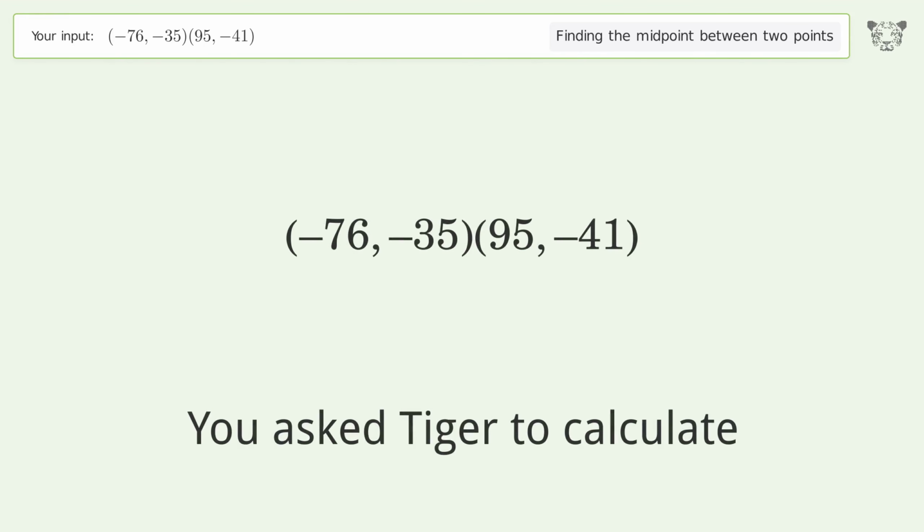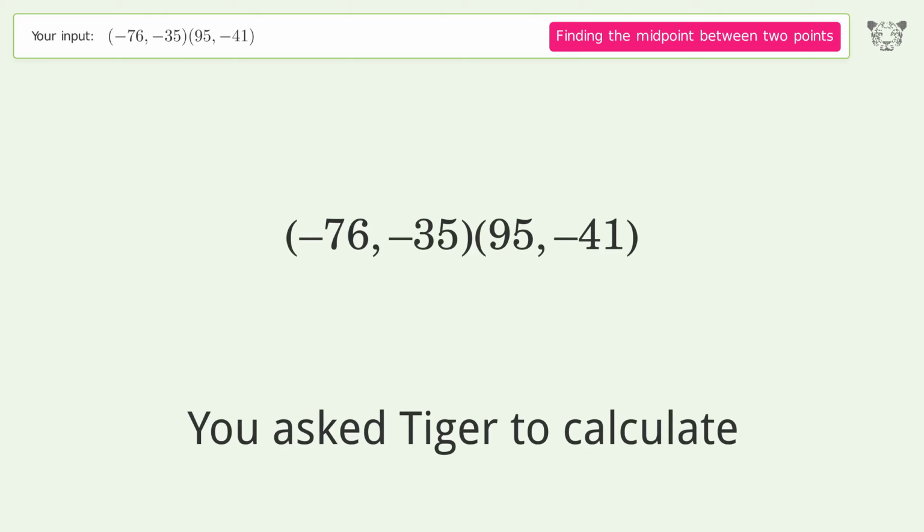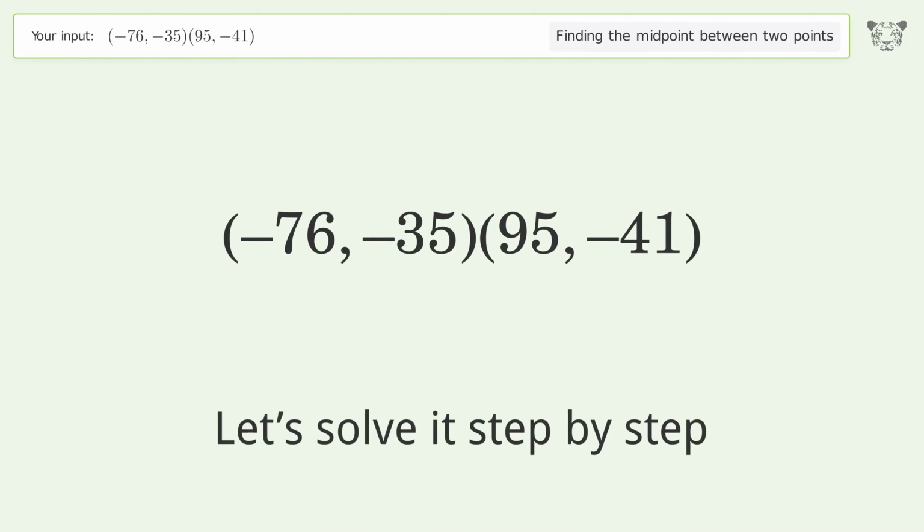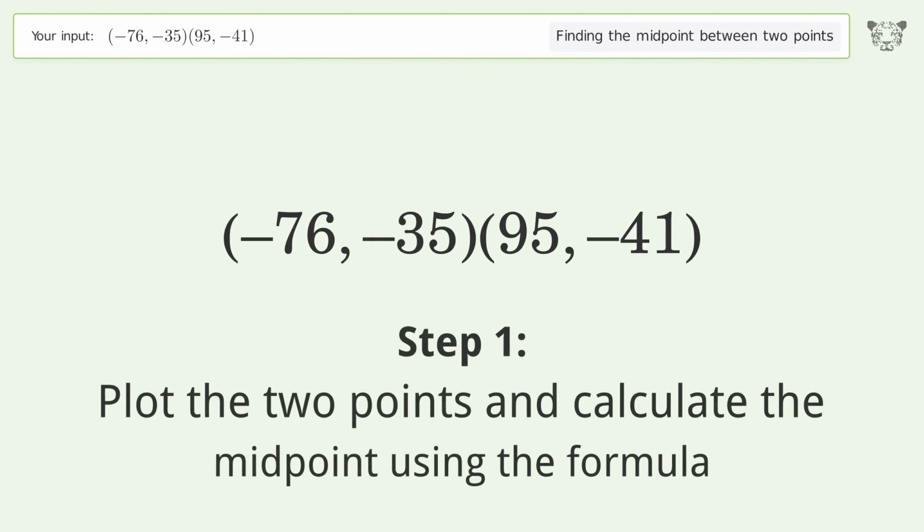You ask Tiger to calculate. This deals with finding the midpoint between 2 points. The midpoint between the 2 points is 9.5, -38. Let's solve it step by step. Plot the 2 points and calculate the midpoint using the formula.